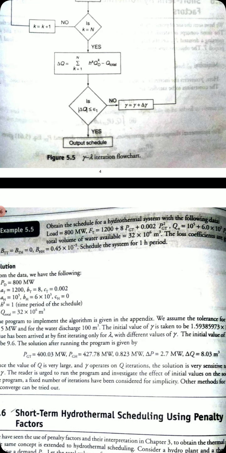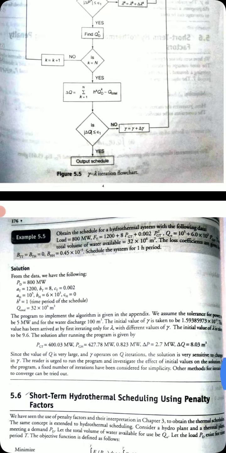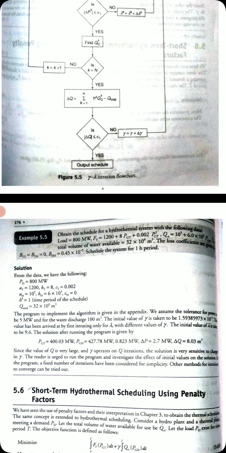So this is your gamma lambda iterative algorithm for short term hydrothermal scheduling. And example 5.5, you can go through as an assignment.